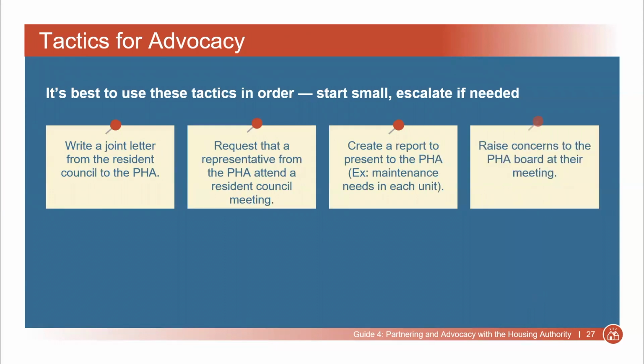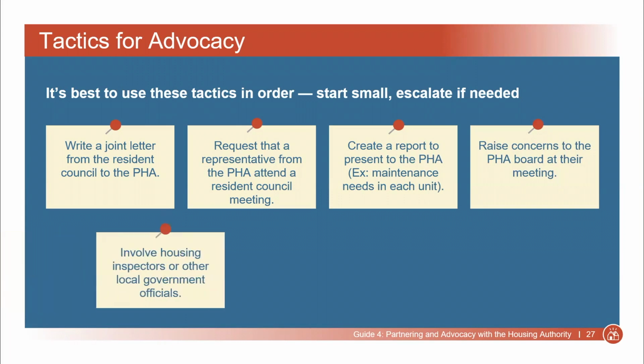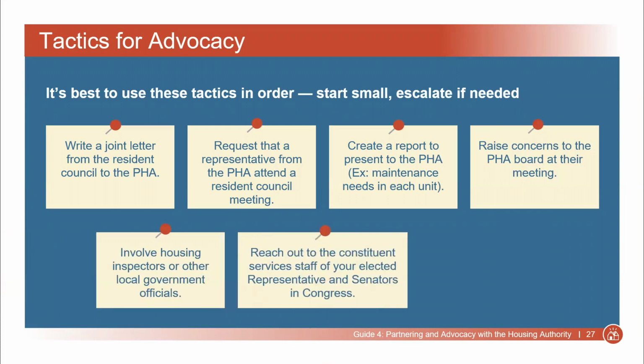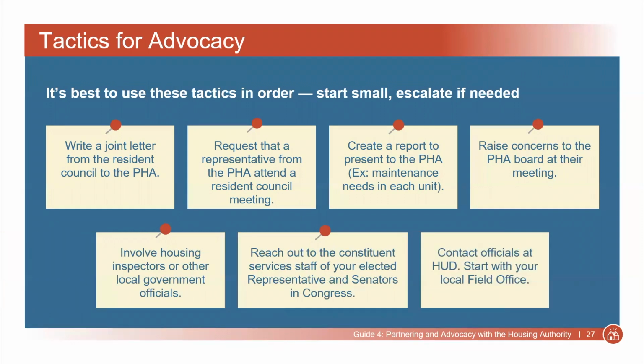If necessary, other tactics might include raising concerns to the PHA's board of directors at their local meeting or to other local government officials. For maintenance issues, contact housing inspectors or other local government officials. Finally, reach out to the constituent services staff of your elected representatives and senators in Congress. You can also contact your local HUD field office with serious concerns that are not being addressed.